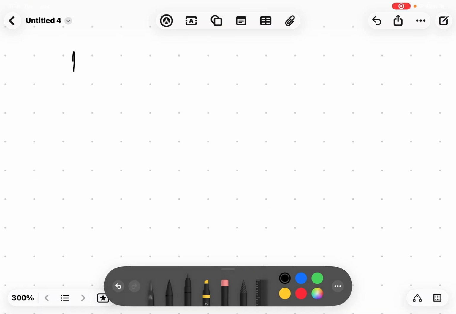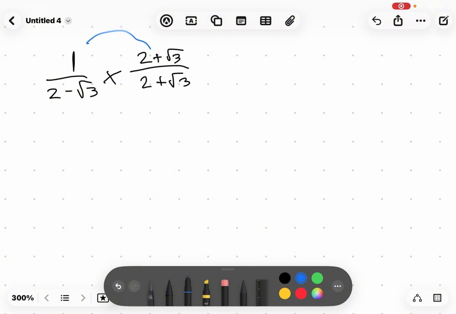So one of the hard questions, I guess, was this. You just do the same thing, you times the whole thing, but this time you change the sign when you times it. So 2 plus 3 over 2 plus 3, so 1 times this equals the same thing.